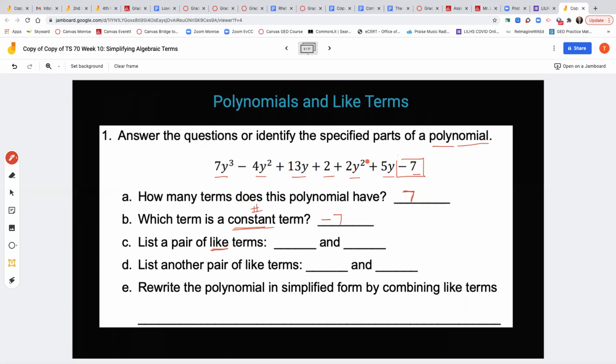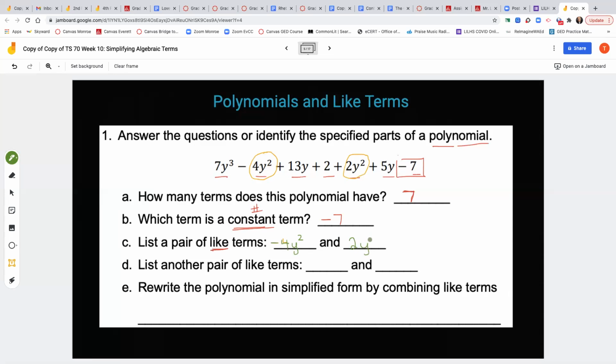Okay, wait a second. Let me change colors here to illustrate this. Here's a number y squared here, and here's a number y squared here, okay? Those two are like terms. So you could say minus 4y squared and 2y squared.